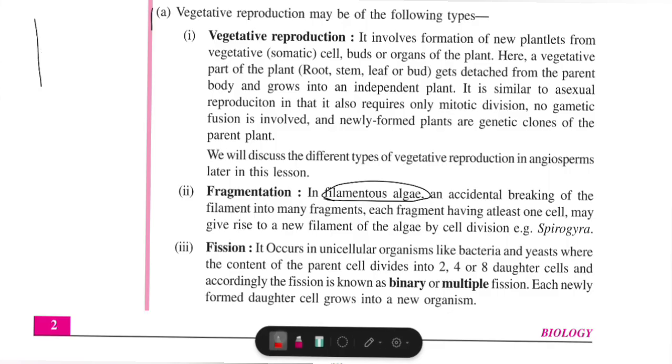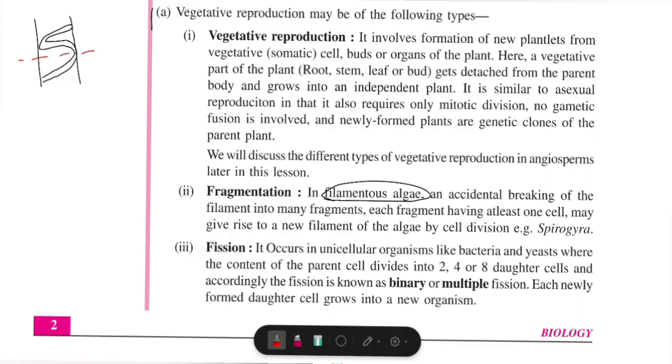Suppose I have here a filamentous alga, for example Spirogyra. So I have here a Spirogyra, and it looks something like this. Now, an accidental breaking will occur. Suppose I have a Spirogyra and accidentally I broke it like that.